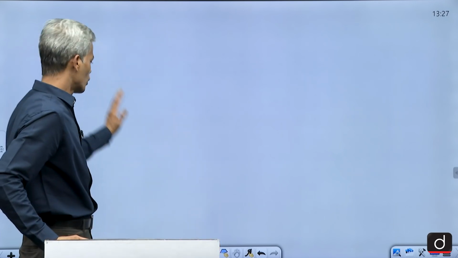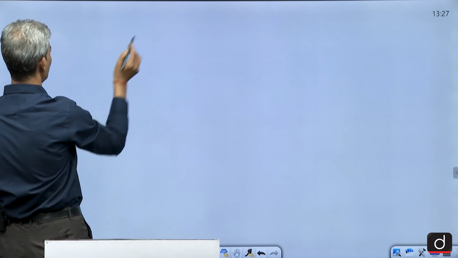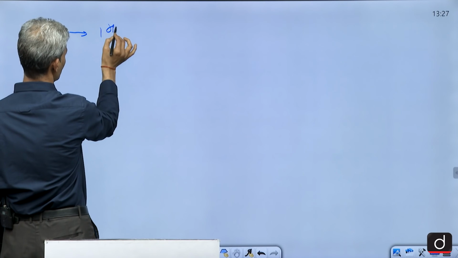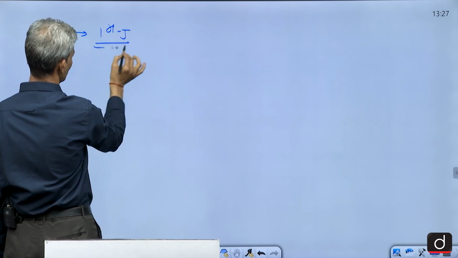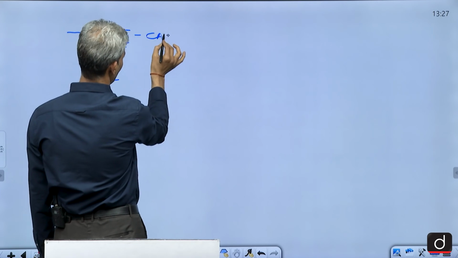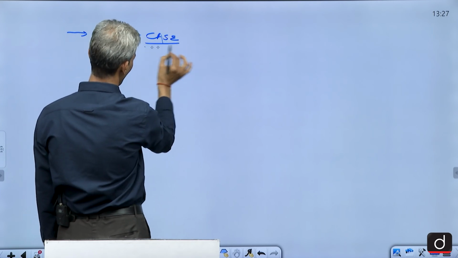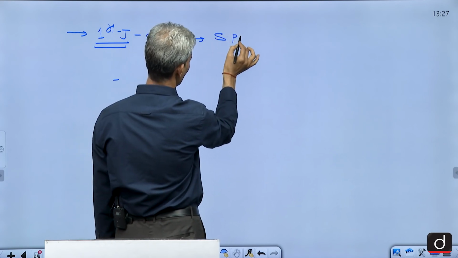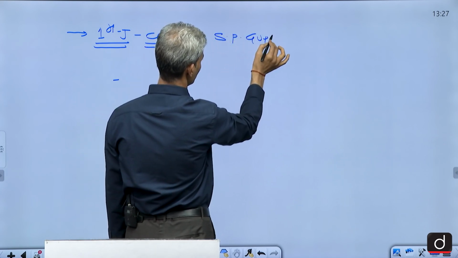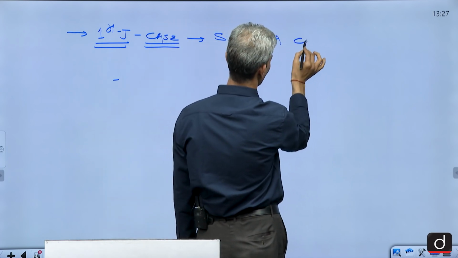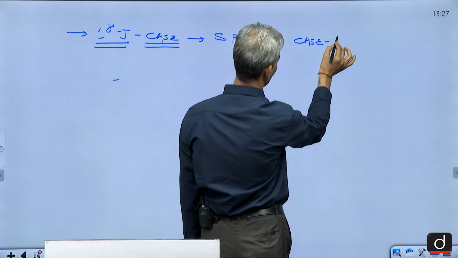Perfect. So when we talk about this particular thing, let's try to see the cases. Now when we talk about the first judge case, terminology-wise we use the first judge case because it is related with the appointment of judges. However, theoretically this case is also known as the SP Gupta case, or SP Gupta versus Union of India, in 1981.